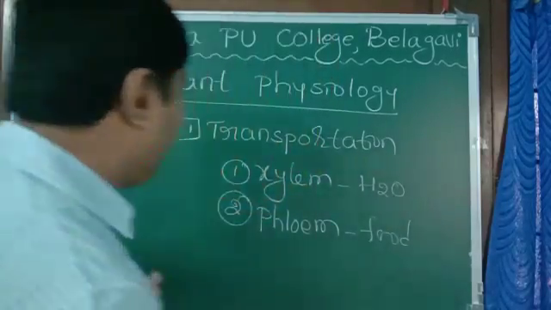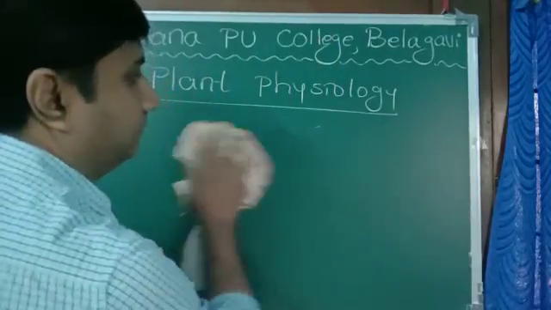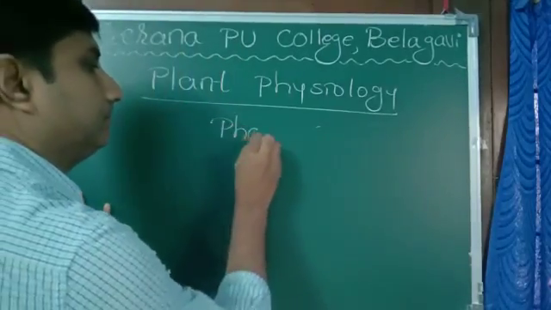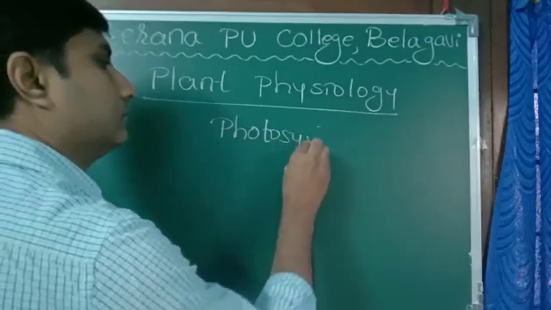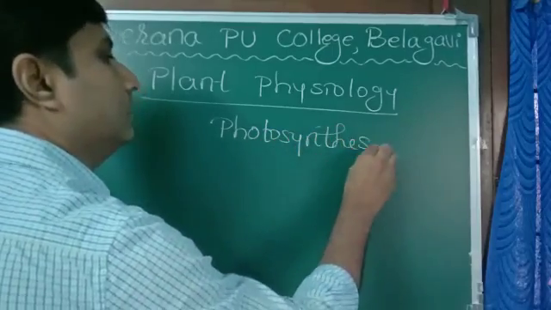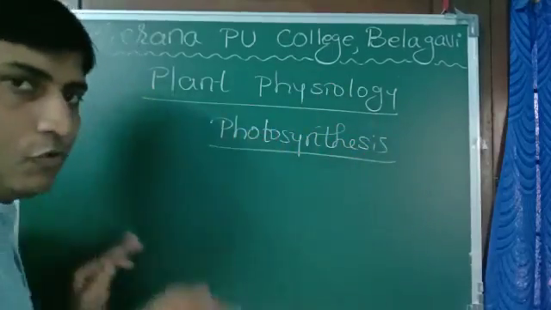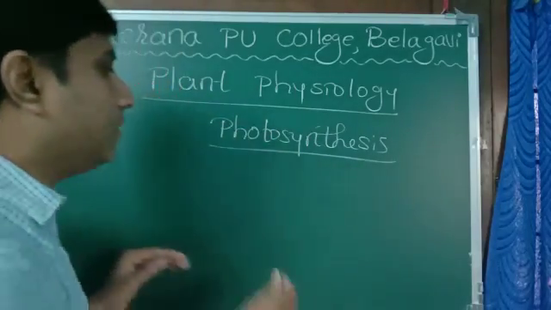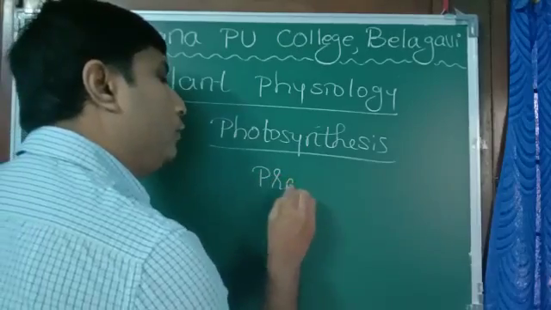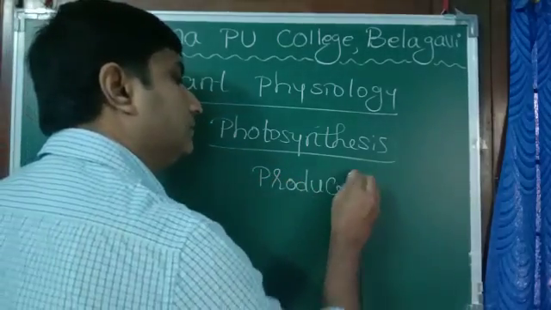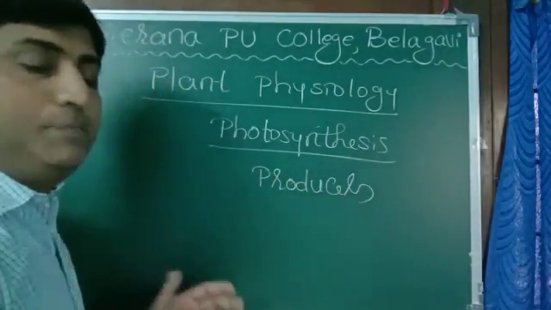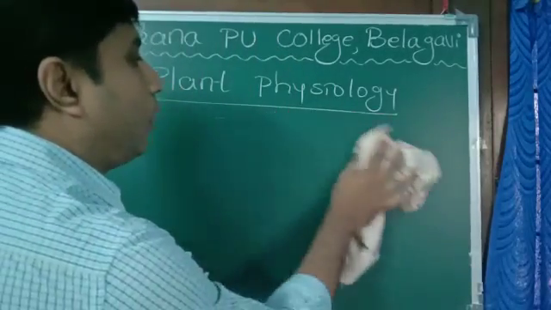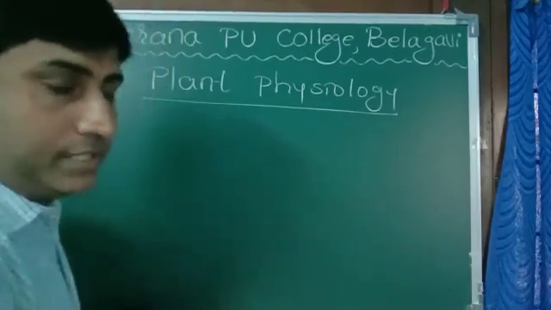Now coming to photosynthesis. So plants are known for photosynthesis. They prepare their own food. That's why plants are commonly called producers. They are called producers because they produce their own food. And what are the raw materials required for photosynthesis?